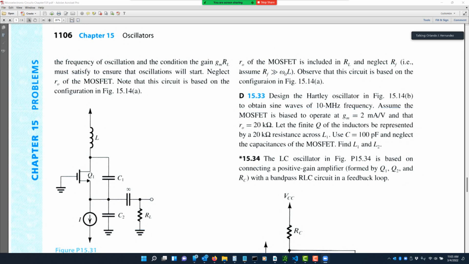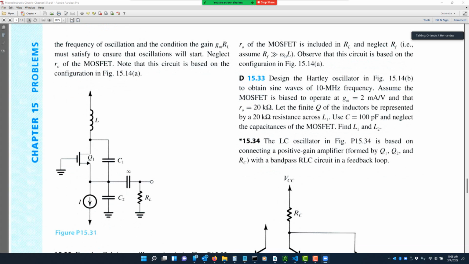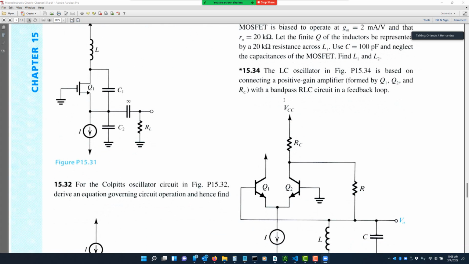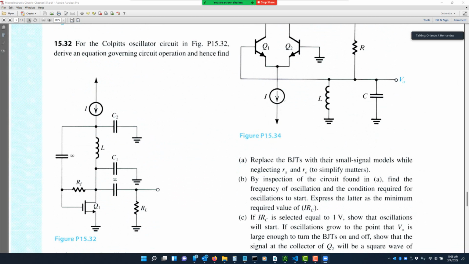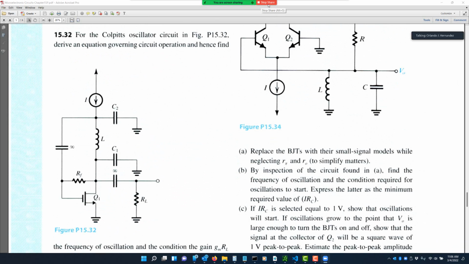That's the important thing. So they are allowing us to neglect RF, which is essentially saying that RF is much higher than the reactance of the inductor. And then they just say that the circuit is based on the classic Colpitts oscillator of figure 15.14a. All right, so now what I'm going to do, I'm going to switch back to my pad.